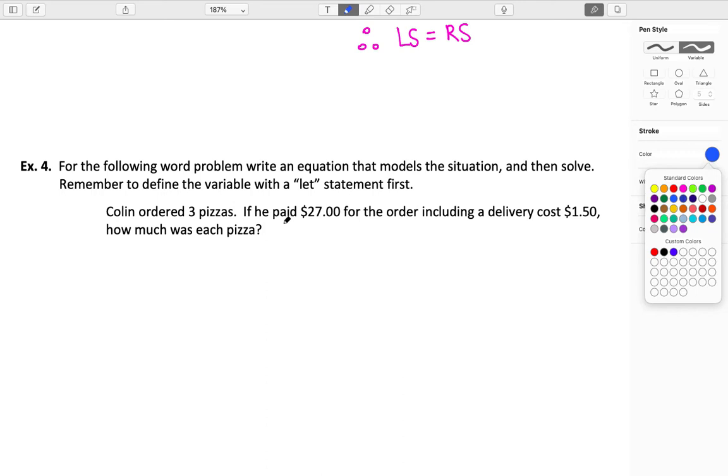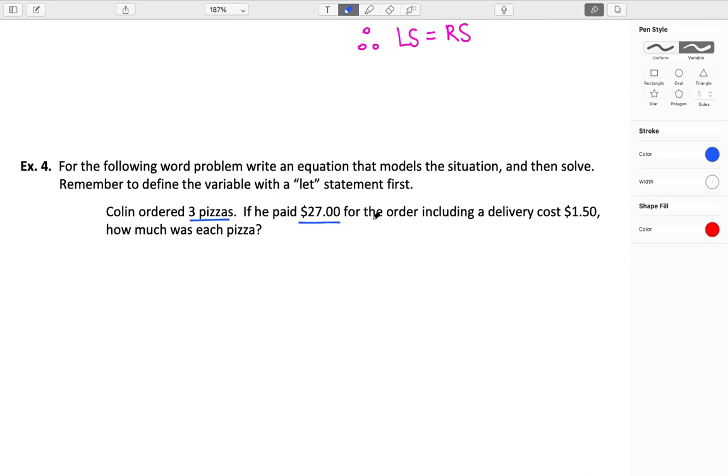Let's take a look. Colin ordered 3 pizzas. If he paid $27 for the order, including a delivery cost of $1.50, how much was each pizza? Your let statement is always based on what the question is asking. Do you see the squiggly line here? So we have to say let how much. That means let p be the cost of each pizza. Pretty much whatever the question is asking, that is the let statement.